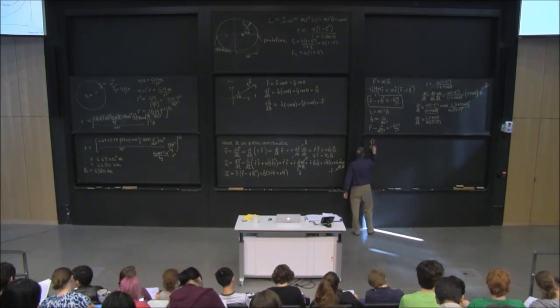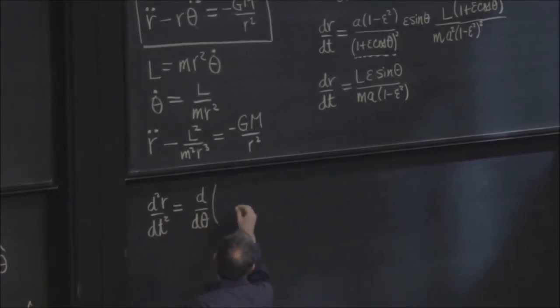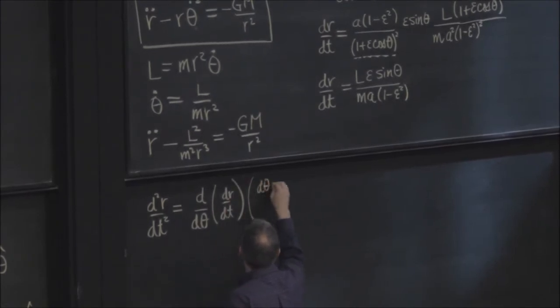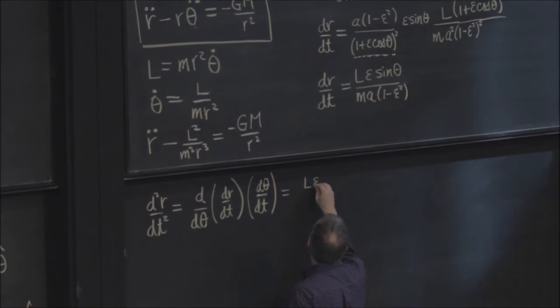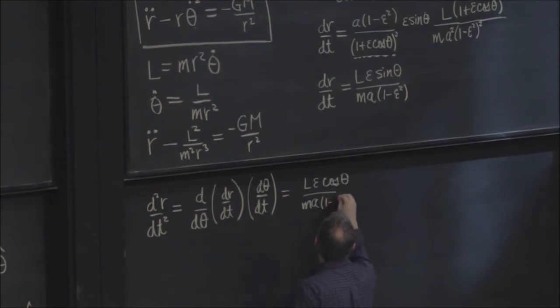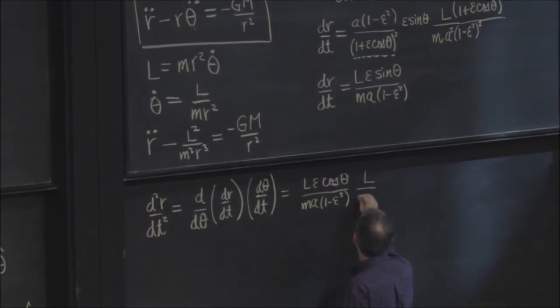d2r dt squared, that's d by d theta of dr dt, then times d theta dt. But d by d theta is easy of this expression. That's just L epsilon cosine theta over m a 1 minus epsilon squared. And now I have to multiply that by theta dot, which is L over m r squared.